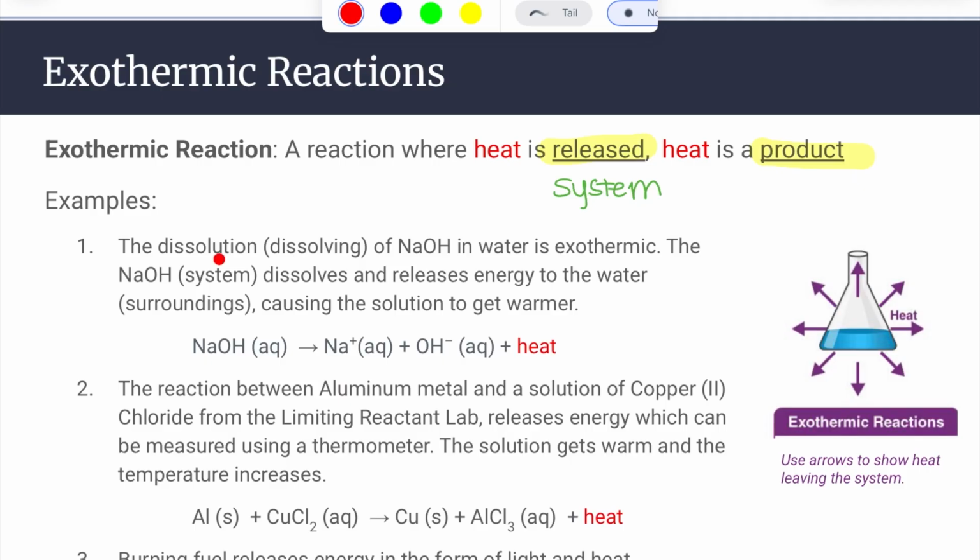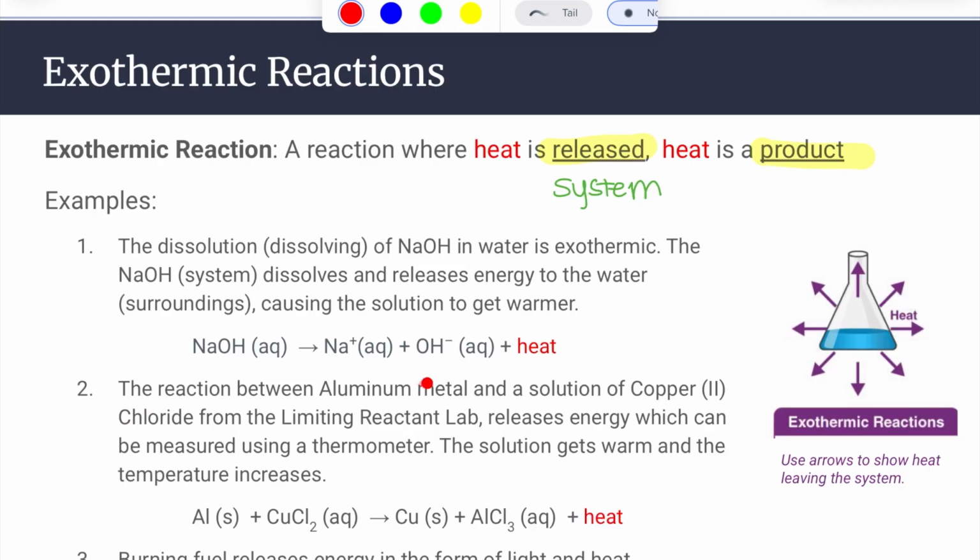Some examples: the dissolving of sodium hydroxide in water is exothermic. So the NaOH is the system dissolving and releasing energy to the water, which would be the surroundings, causing the solution to get warmer. Really what's happening is the water is getting warmer from that dissolving of a solid. And so we would see heat on our product side. And again, we can model this using arrows to show heat leaving the system in something like an exothermic reaction.